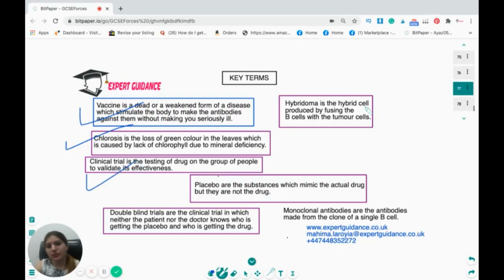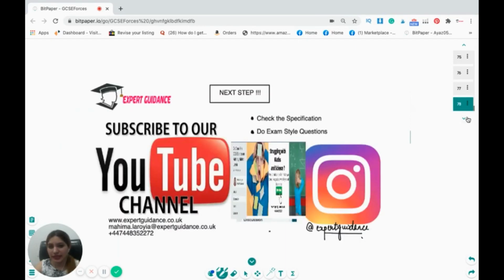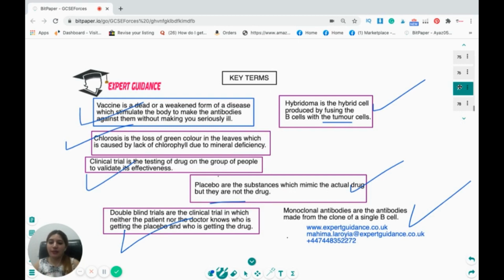Hybridoma are the hybrid cells produced by fusing B cells with the tumor cell. Placebo are the substances which mimic the actual drug, but they are not the drug. Double-blind trials are the clinical trials in which neither the patient nor the doctor knows who is getting the placebo and who is getting the drug. Monoclonal antibodies are the antibodies made from a clone of a single B cell. Okay, so I hope this topic is clear to you.